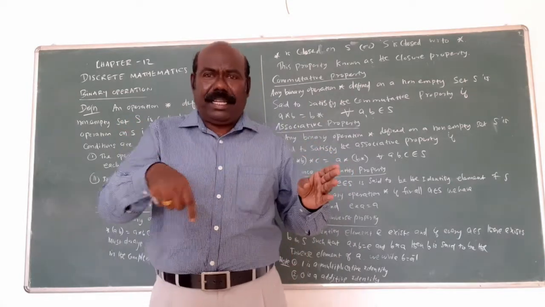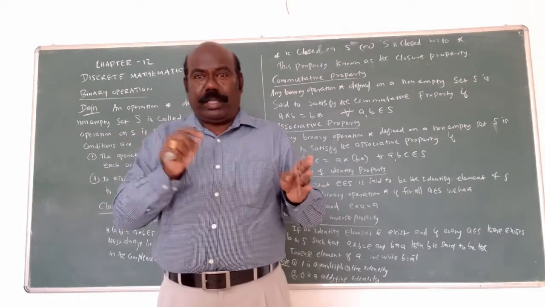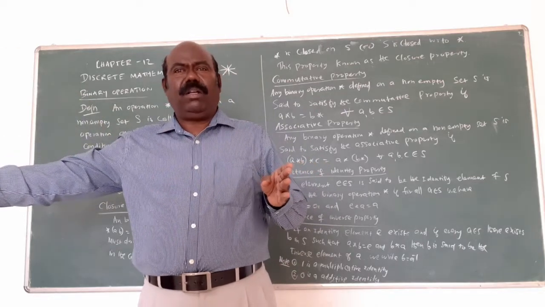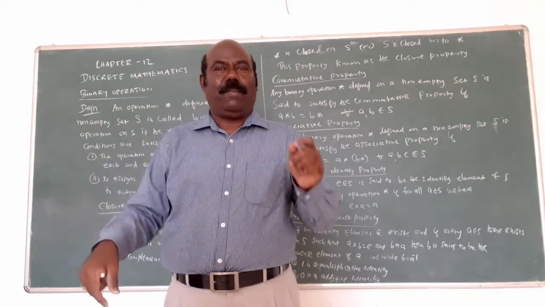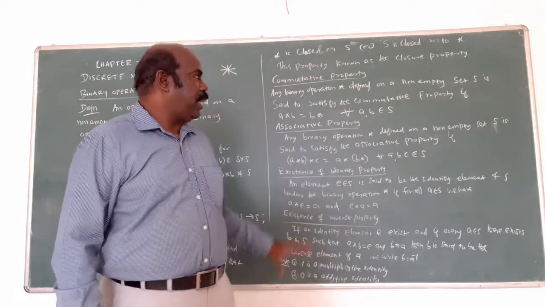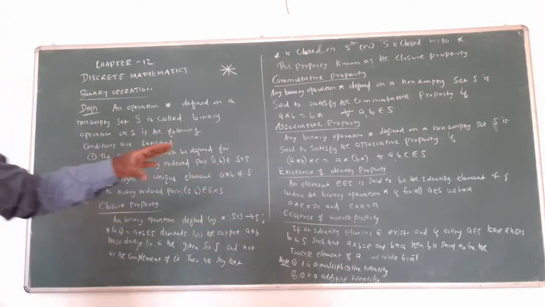So 2 into dash means multiply again, and the identity element is 1. 2 into dash equals 1, so dash is 1 by 2. For multiplication the identity is 1, for addition it is 0, and the inverse is the minus. This is the fundamental idea. You will do some problems, so you must go through everything.